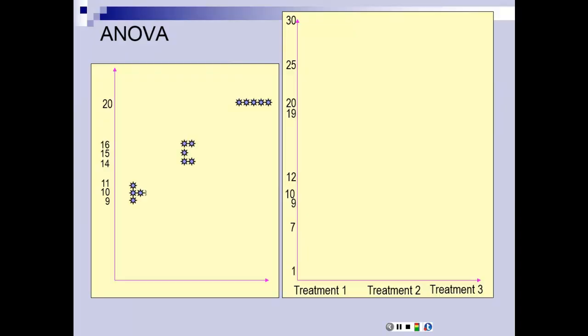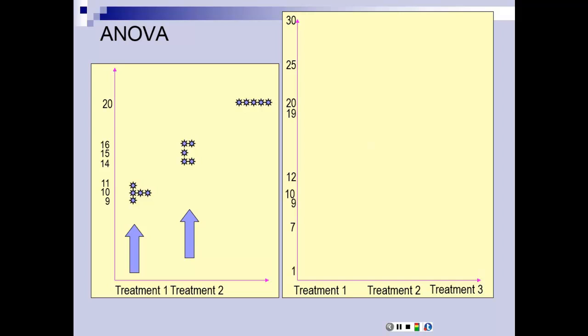So just to give you an idea of what analysis of variance is, this is just some data. 3 groups, 5 numbers in each. So in the first group, Group A, whatever that is, there was a 9, 3 10s, and an 11, and so on.